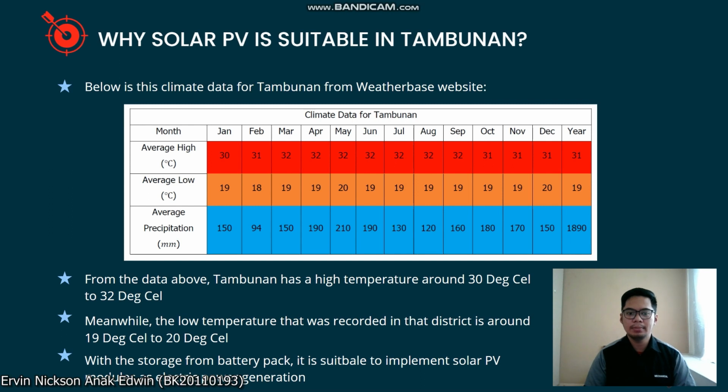From the data above, Tamunan has high temperature around 30 degrees Celsius to 32 degrees Celsius. Meanwhile, the lowest temperature that was recorded in that district is around 19 degrees Celsius to 20 degrees Celsius. With the storage from the suitable size of battery pack, it is suitable to implement solar PV modules as electric power generation in Tamunan, Sabah.